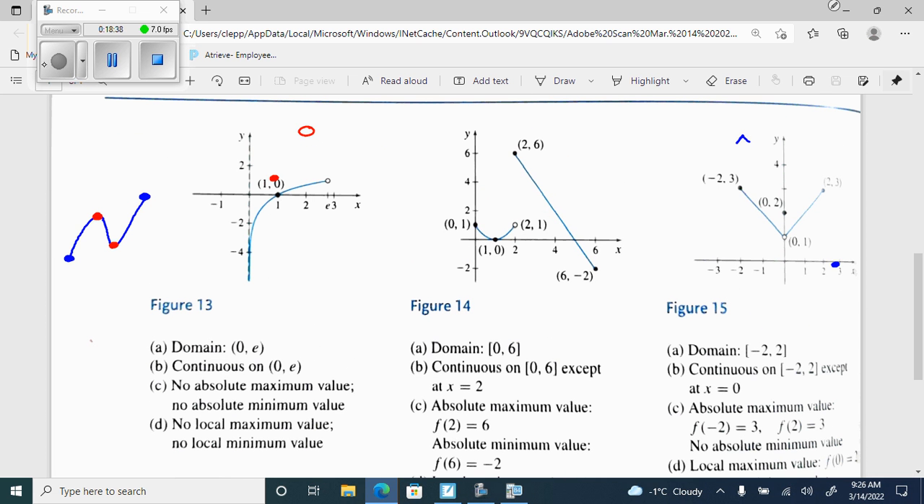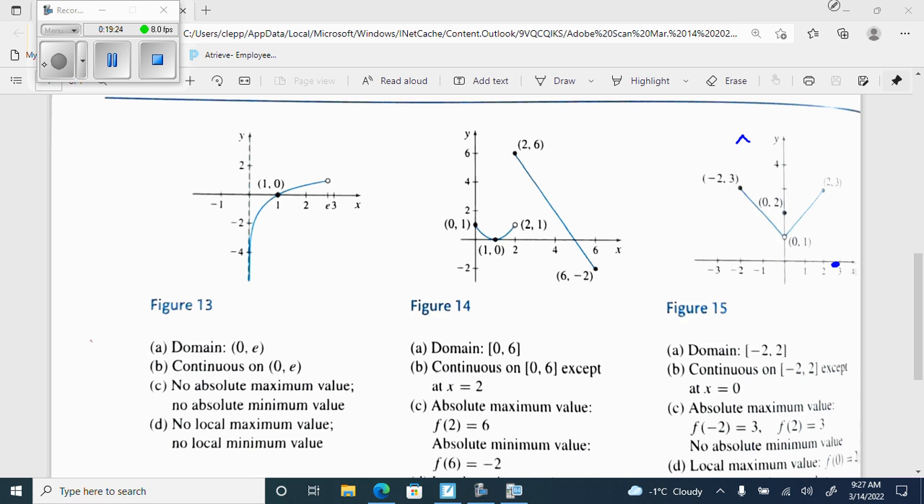Okay, these ones down here are a little different because they're not always continuous from the domain. So here the domain is from 0 to e, and it's continuous from 0 to e. There's no absolute maximum value. Why? Because the absolute maximum is actually an open dot. So what is the value if it's an open dot? I don't know. It gets extremely close to whatever e is when you plug it into that value, but it doesn't actually give you e. So when your endpoint is open, there's no absolute. And there's no absolute minimum because this keeps going on for life. There's no local max. There's no local min.